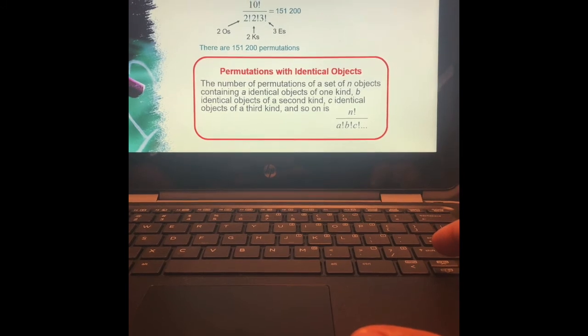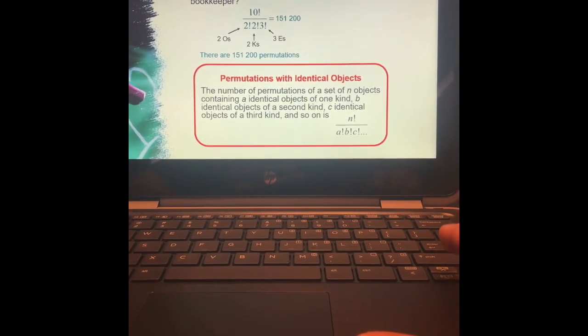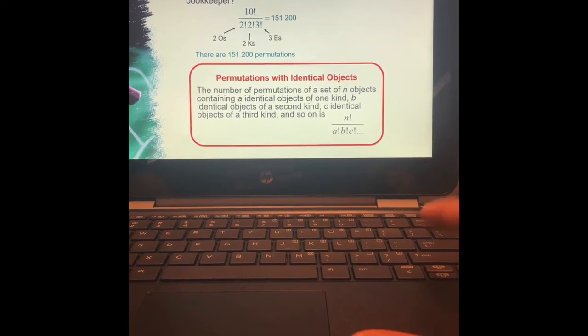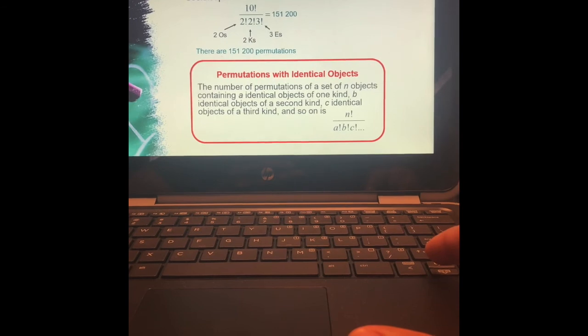All right, so permutations with identical objects. The number of arrangements of n objects is n factorial divided by the factorials of its repeats, however many different repeats you have.